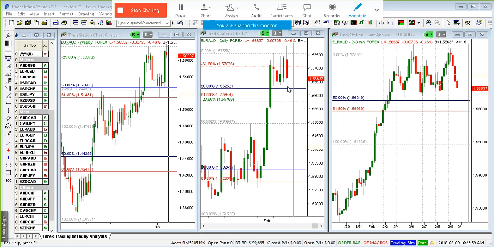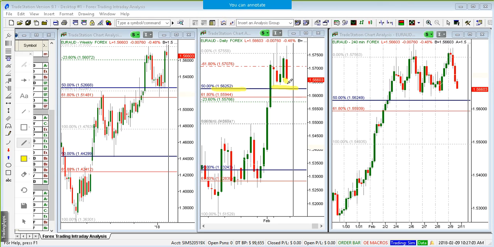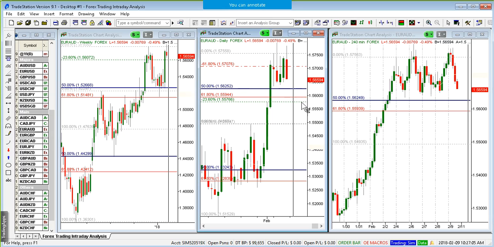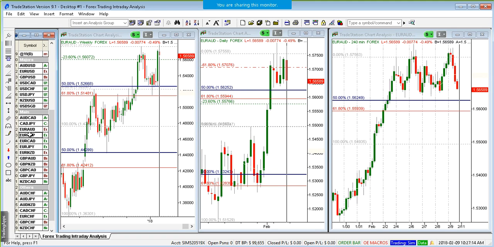So this market is likely coming back into 156.25, and we'll see whether this continues higher or breaks this level for a continuation lower, and maybe a retest of 152.66.